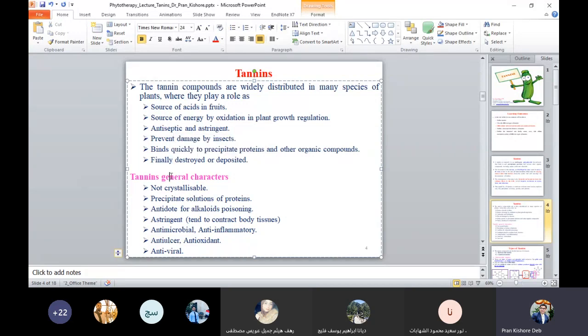Now coming to the general characters of tannins, they are generally not crystallizable. They precipitate solutions of proteins and are an antidote for alkaloid poisoning. They are astringent in nature, which tends to contract the body tissues. They also have antimicrobial, anti-inflammatory, anti-ulcer, antioxidant, and antiviral properties medicinally.